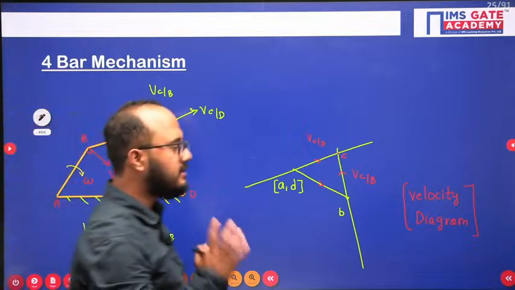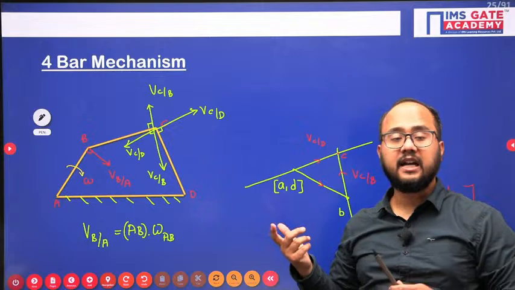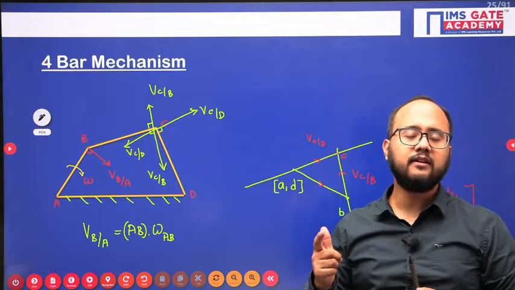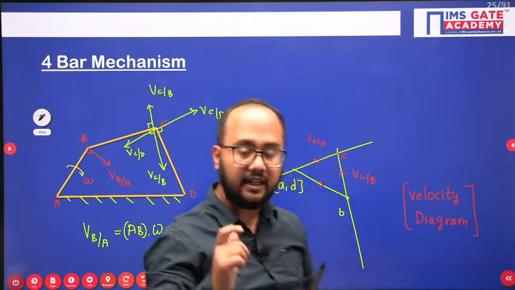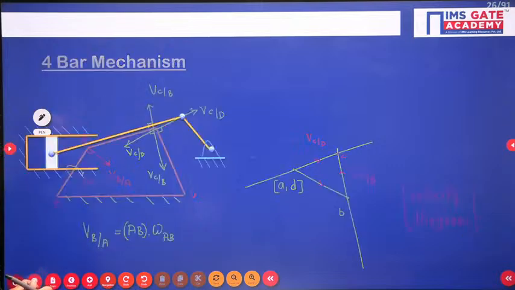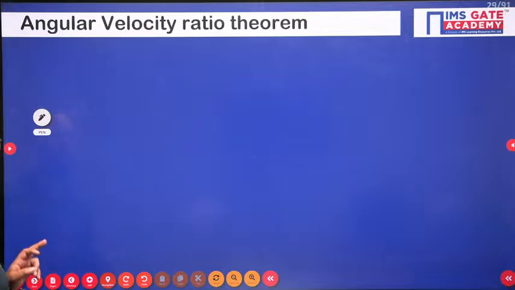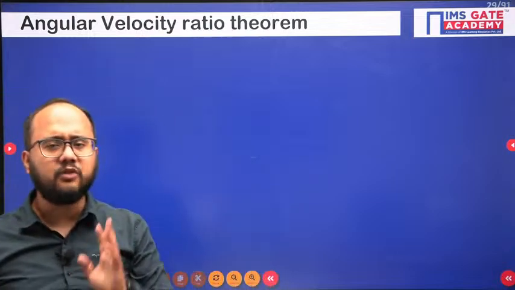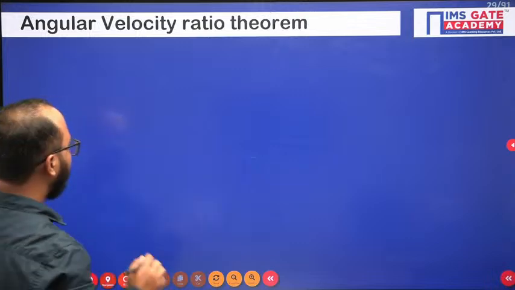Now, this is one way of solving questions of velocity analysis. Another way that we have here is the I-center method. For that, we have one very important theorem, the angular velocity ratio theorem, that I will discuss here, because most of the questions you can easily solve with it. With the angular velocity ratio theorem, you will get the answer very quickly, and I will tell you the approach of how to write the ratio of angular velocities.